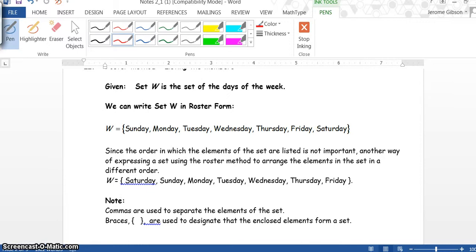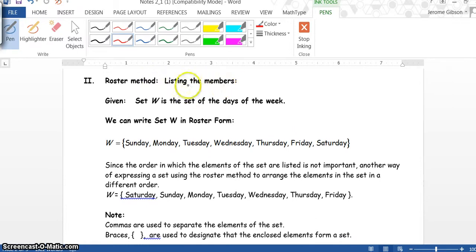Now we go to our next method, which is the roster method. Listing the members. Given, set W is the set of the days of the week. We can write set W in roster form. We have W is equal to, and we have all the days of the week in a brace, which we basically saw earlier. Since the order in which the elements of the set are listed is not important, another way of expressing a set using the roster method is to arrange the elements in a different order. So as long as we have all the days of the week listed, they don't have to be in the exact order that the days of the week fall in.